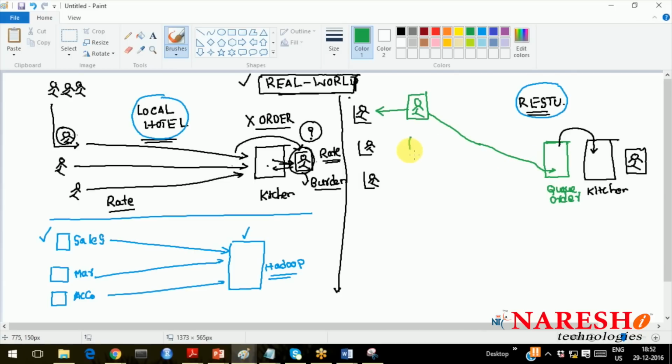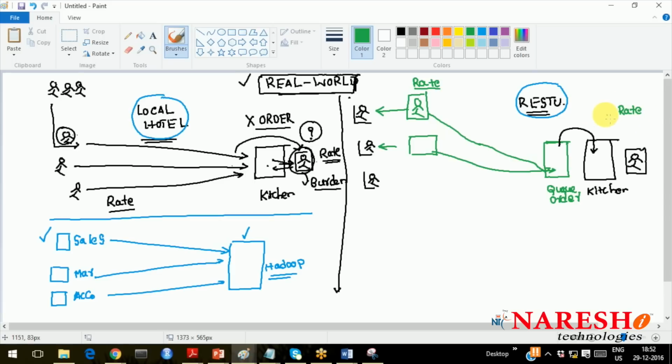And remember, a bearer won't collect all the orders from all the clients and then place them in the order queue. If he did, that would become a batch. Whenever he takes an order from this customer, he will go and put it into this queue. So now what is happening? The kitchen guy won't get any problem. The customers will generate requests at one rate and the kitchen will take the data at another rate. Understand, right?